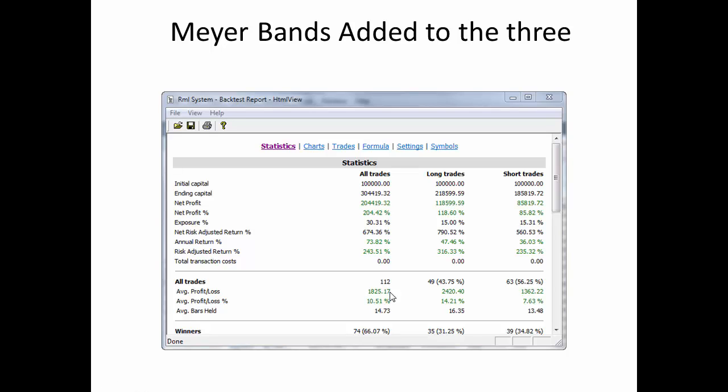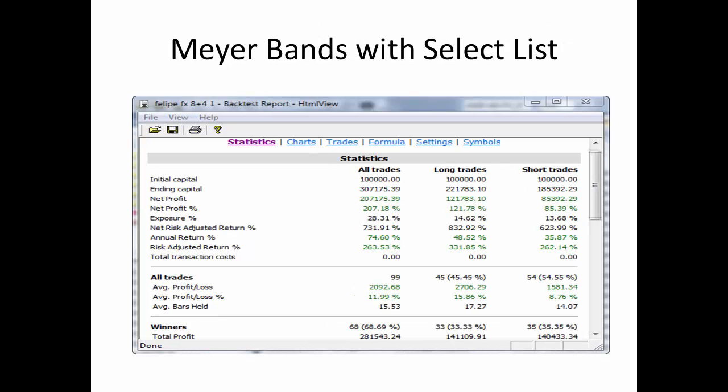On here it says things like 74% winners. Now, if we added the Meyer bands to the select list, we get a little bit of a different number, but we might as well see the difference. You have a few less trades with the select list, so you can really go either way on this.